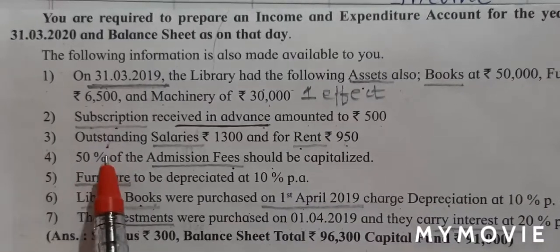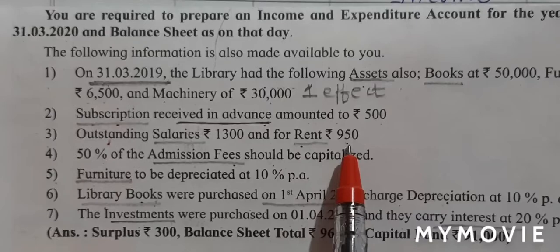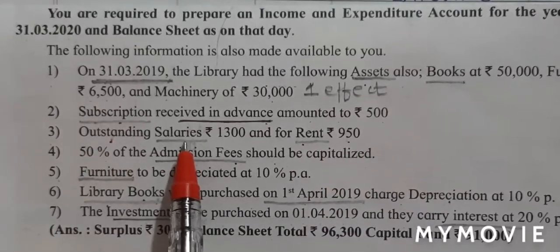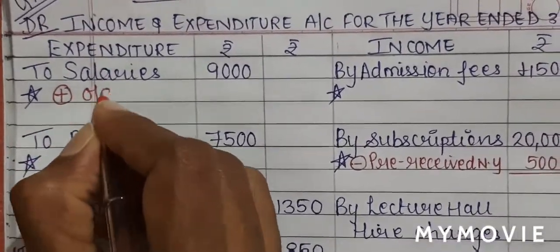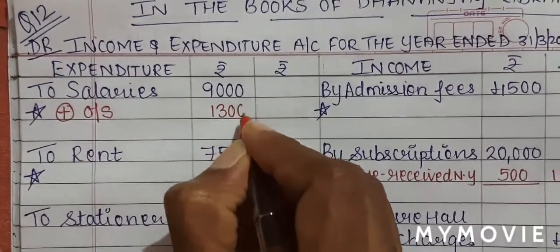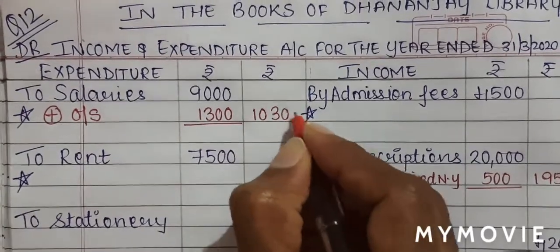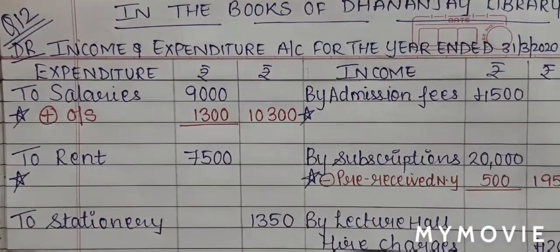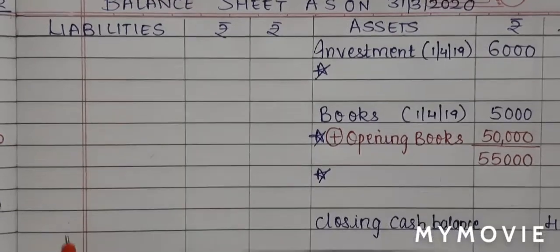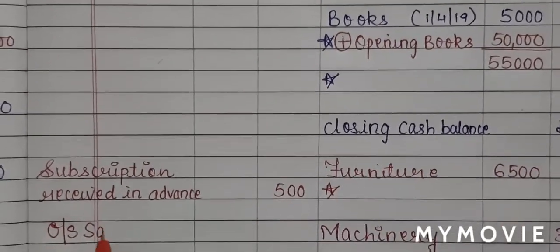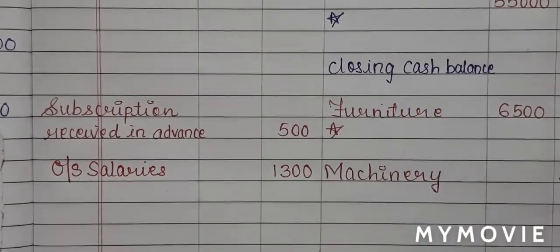Adjustment number 3. Outstanding salaries rupees 1,300 and for rent rupees 950. We will first do outstanding salaries. So in my salaries, I'll say add outstanding 1,300. 9,000 plus 1,300 will give me 10,300. This is my first effect for outstanding salaries. My second effect for outstanding salary will be on the liability side. So on the liability side, I'll write outstanding salaries. In the outer column, 1,300.